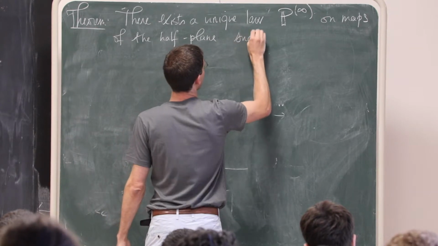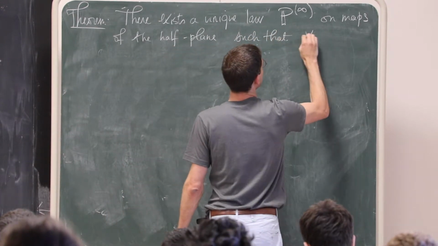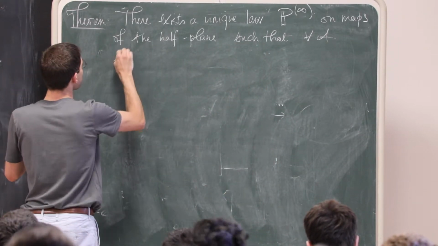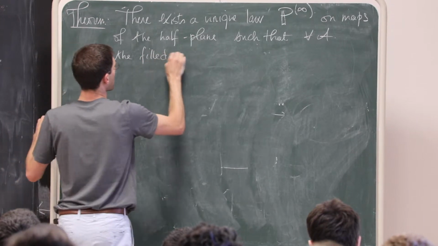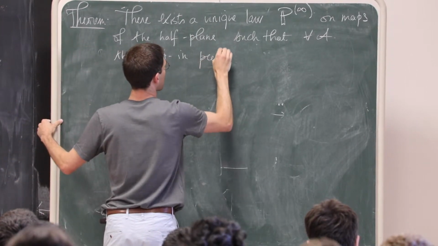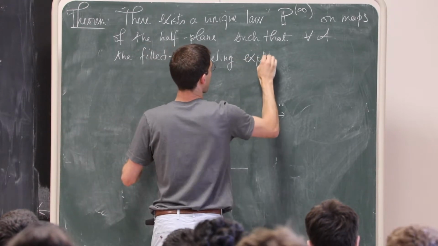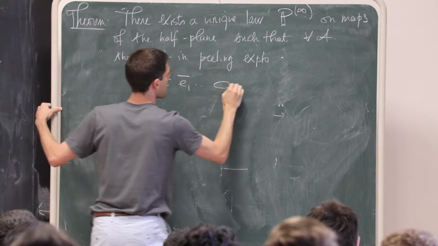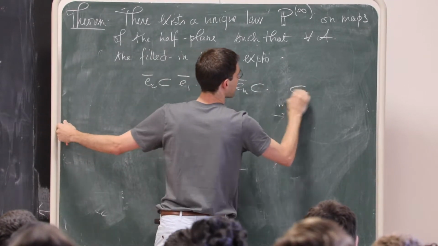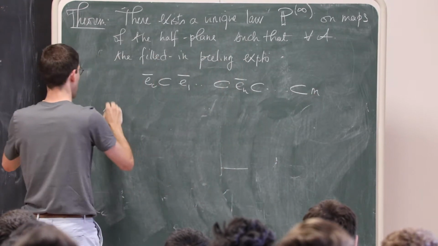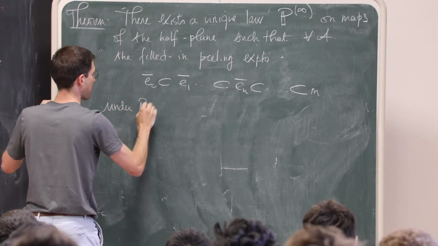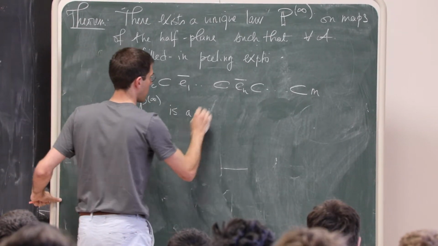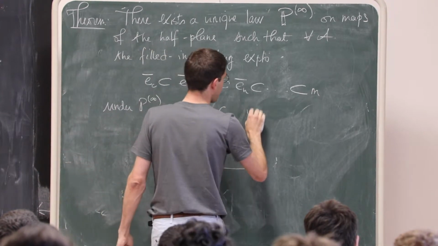such that for any peeling algorithm, the filled-in peeling exploration E0, E1, and so on up to En, inside my map M, so under my probability measure P, is a Markov chain with transitions.